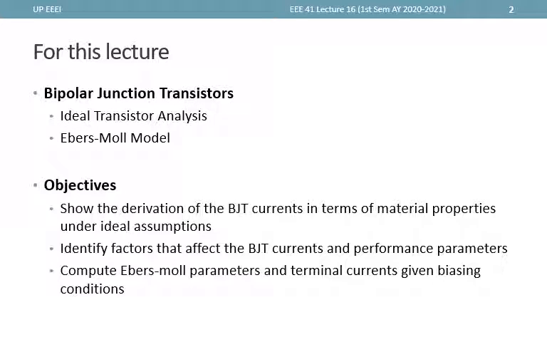For this lecture, we'll discuss the ideal BJT analysis and also introduce the ever-small model for BJTs. Our objectives for this lecture are the following: to show the derivation of the BJT currents in terms of material properties under ideal assumptions, identify factors that affect the BJT currents and its performance parameters, and lastly, to compute the ever-small parameters and terminal currents given biasing conditions.